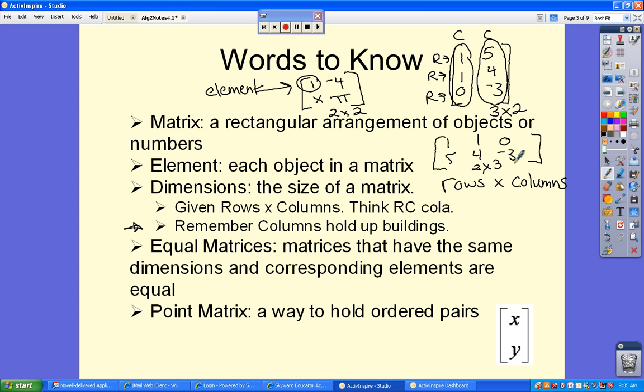What are equal matrices? Equal matrices are matrices that have the exact same dimensions and the elements are equal. So I'll go to here, xy is equal to xy. Same size, same elements. Okay, and the last word we're going to talk about is a point matrix. And a point matrix is a way to hold ordered pairs, and we put the x coordinates on top and the y coordinates on bottom.